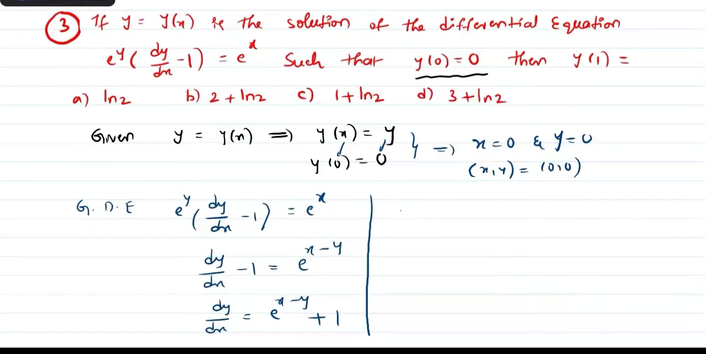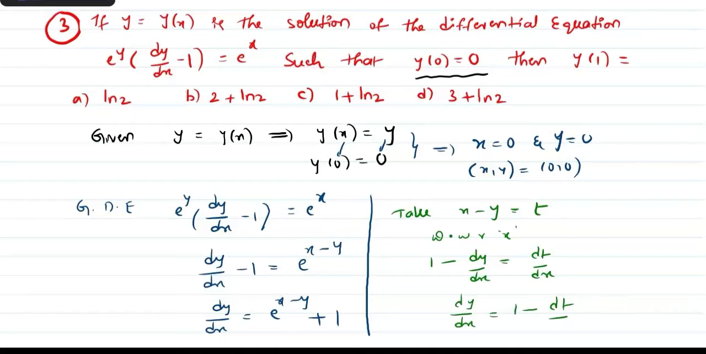The substitution is: take the x − y value as t, or v, whatever you like. I want to take t here. So now differentiate with respect to x, because we have dy/dx. Then 1 minus the derivative of y with respect to x, dy/dx, equals the derivative of t with respect to x, dt/dx. So dy/dx is 1 − dt/dx. In the place of dy/dx we can substitute 1 − dt/dx.